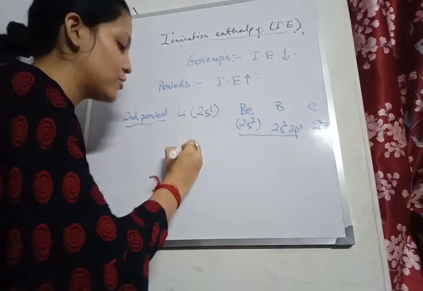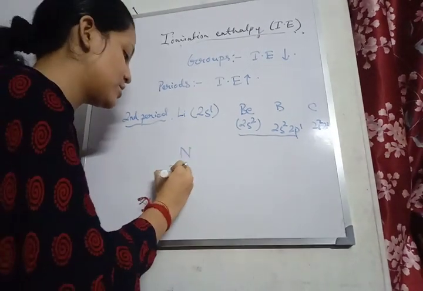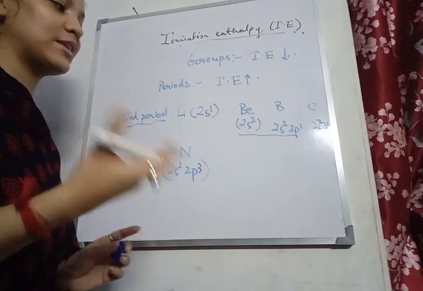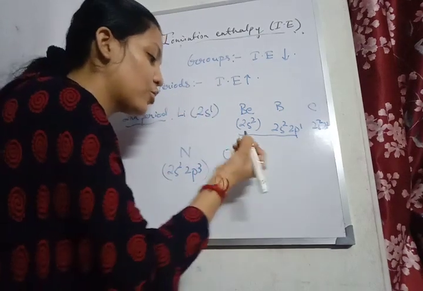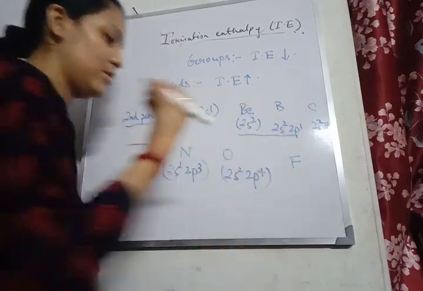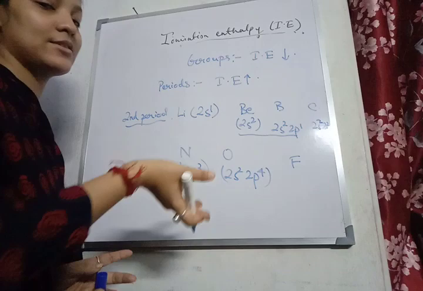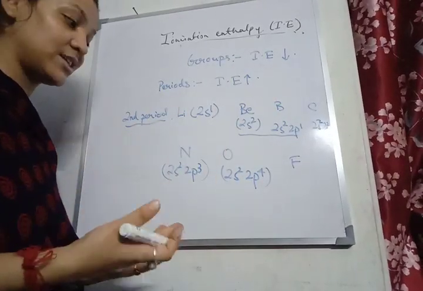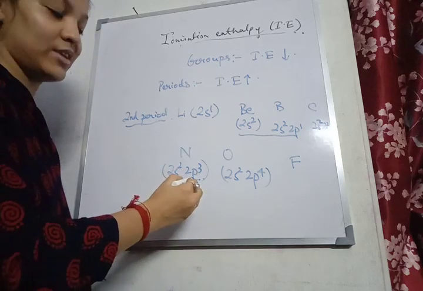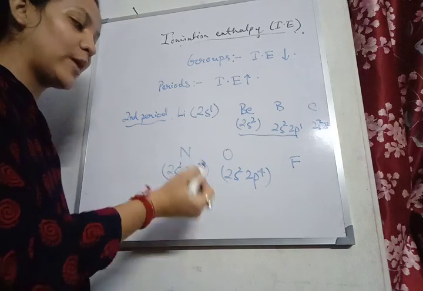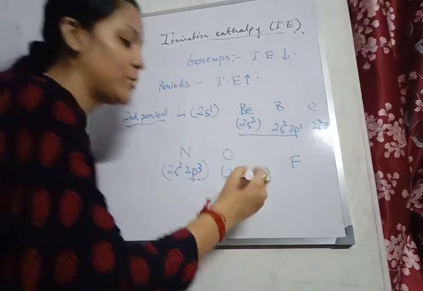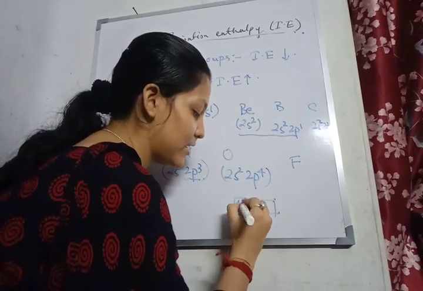Then from carbon to nitrogen, the configuration is 2s2 2p3. Here also it is increasing, again for the same reason, the increase in effective nuclear charge. But as we move to oxygen, the configuration is 2s2 2p4. From nitrogen to oxygen, again there is a deviation. The ionization energy decreases. Why does it decrease? If we compare the two, we can understand. Here it is 2p3, half filled, highly stable. That's why the energy required to remove this electron will be much more. In oxygen we get a 2p4 arrangement.